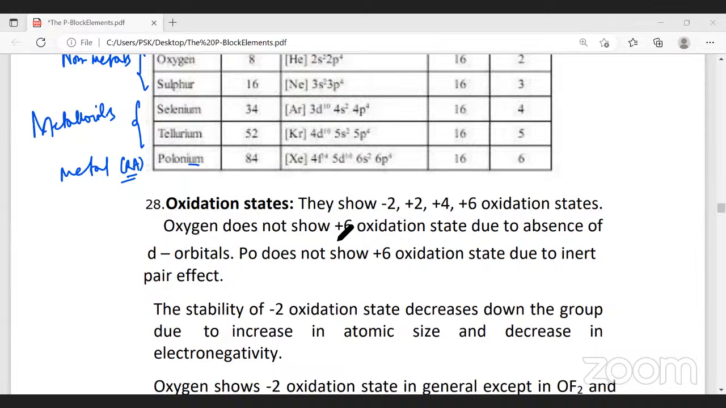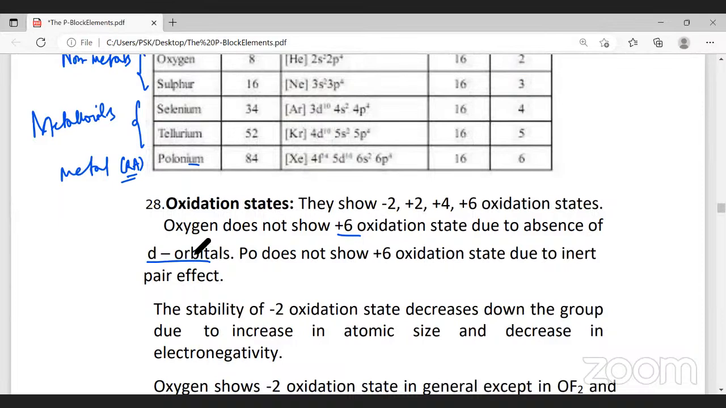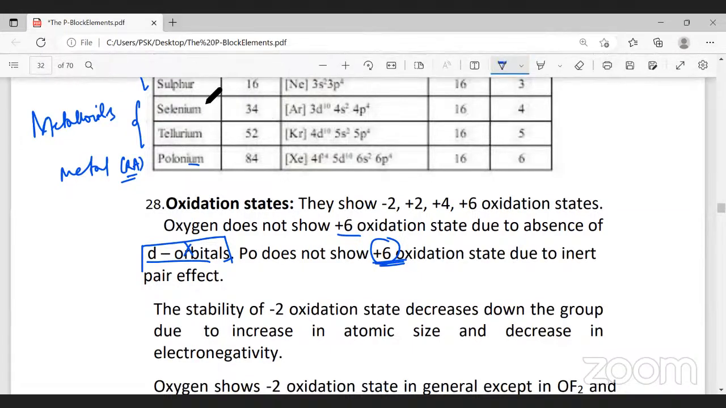Oxygen does not show +6 oxidation state. Other elements show +6 oxidation state due to the presence of d orbitals. Oxygen will not show +6 oxidation state because it does not contain d orbitals. If it contained d orbitals, it also would show +6 oxidation state. And polonium also does not show +6 oxidation state due to inert pair effect. So sulfur, selenium, tellurium all show +6 oxidation state.